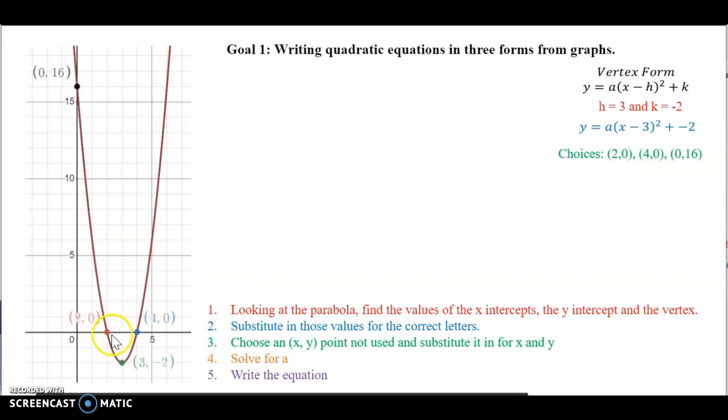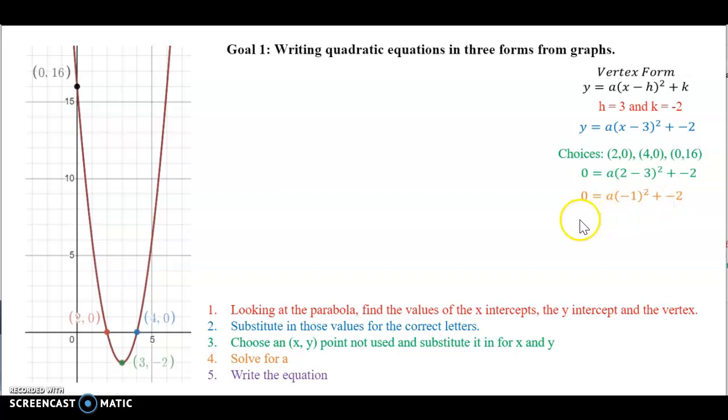You have a choice between (2, 0), (4, 0), or (0, 16). You can choose any of them. This time I chose (2, 0). So 2 is the x value and 0 is the y value. Substituting those into the equation and simplifying, you're left with a times (-1)² plus -2 is equal to 0. Then simplifying that further, (-1)² is 1, times a is a, minus 2 is equal to 0, so therefore a is 2.